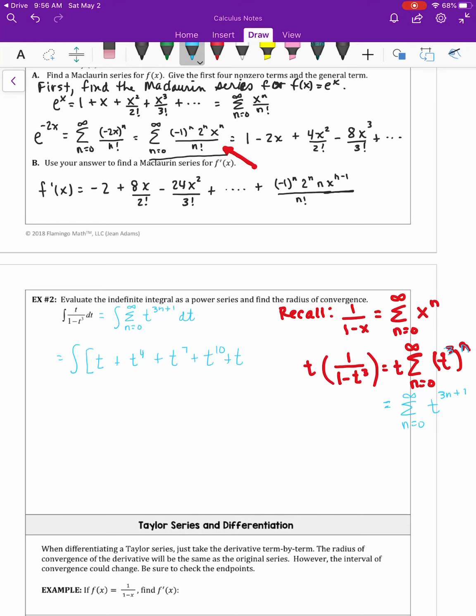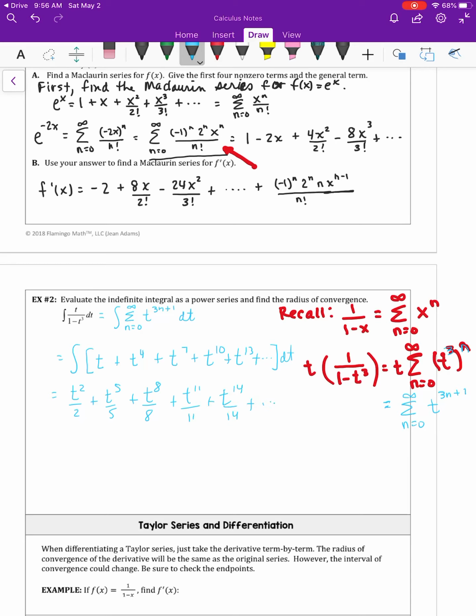That was when n equals 0. When n equals 1, I've got t to the 4th. When n equals 2, I've got t to the 7th. When n equals 3, I've got t to the 10th. N equals 4, I've got t to the 13th. And just like that. So this is what we're going to be integrating. So, of course, we can integrate that.